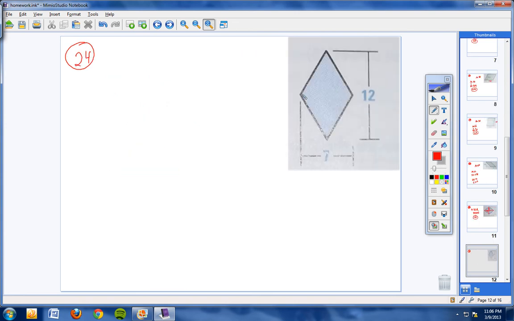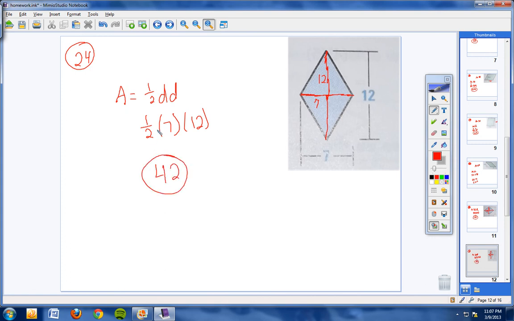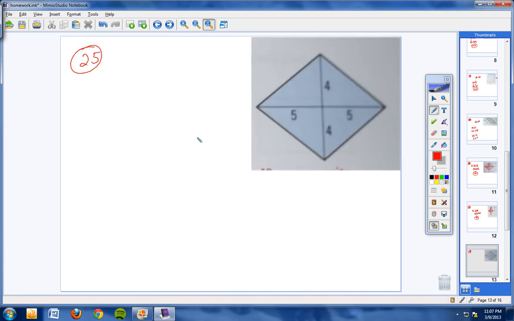All right, number 24. Again, we need to know the lengths of the diagonal, so I'm going to draw a diagonal here, and we know that's going to have a length of 7. I'm going to draw a diagonal here, and we know that's going to have a length of 12 all the way up and down. So how do I find the area of rhombuses or rhombi? It's 1/2 times d times d. So 1/2 times 7 times 12. And if you multiply all those together, you should get 42 square units.